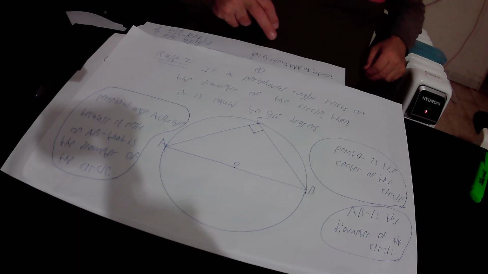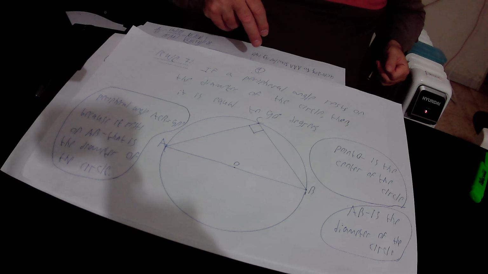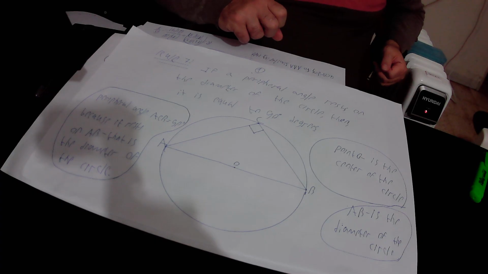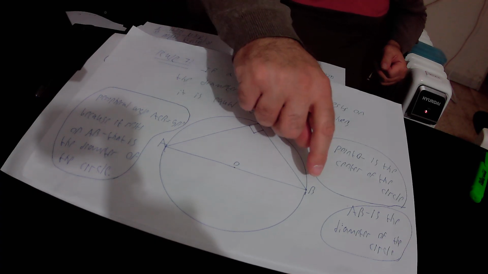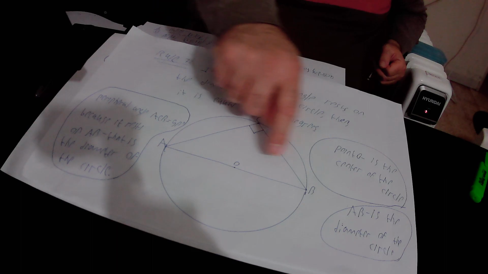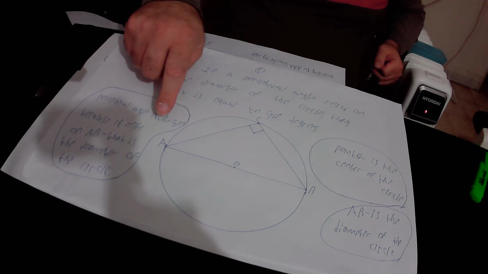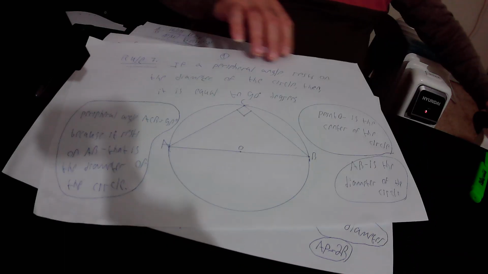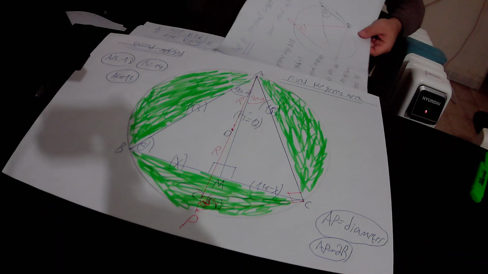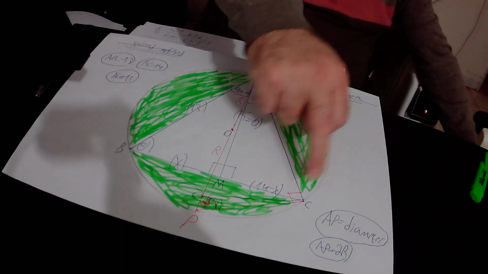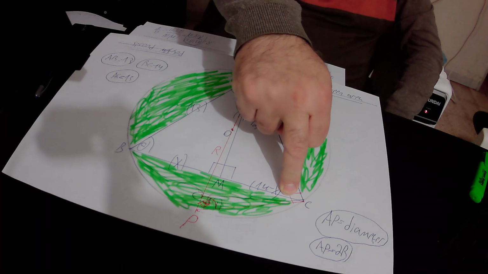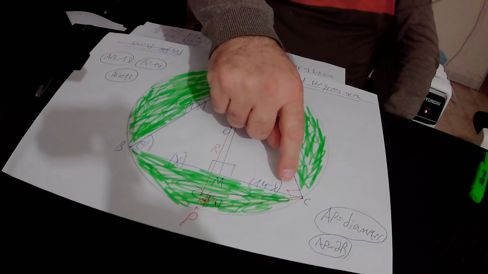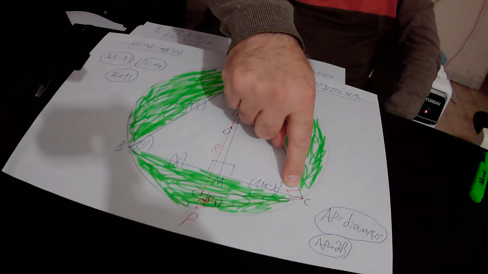According to rule number 7, if a peripheral angle rests on the diameter of the circle, then it must be equal to 90 degrees. This is peripheral angle ACB that rests on AB. AB is the diameter of the circle. Therefore, peripheral angle ACB is equal to 90 degrees. We can implement rule number 7 in our drawing. Why? Because in our drawing we have peripheral angle ACP. This peripheral angle ACP rests on AP, that is the diameter of the circle. Therefore, this peripheral angle ACP must be equal to 90 degrees according to rule number 7.